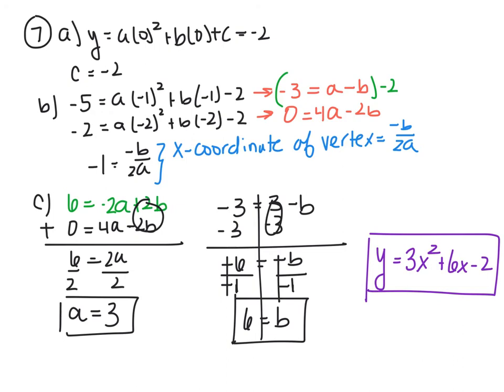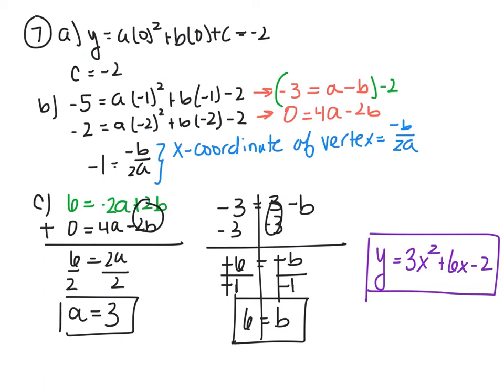Alright, so number 7 is talking about quadratics. We saw something similar to this in the notes. So part A asks you to find the value of C. They tell you that the y-intercept is negative 2. You could just remember that C is the y-intercept, or if you plug in 0 for x, you know that y is going to equal negative 2. This would all go away to 0. This would all go away to 0. So then C is equal to negative 2.